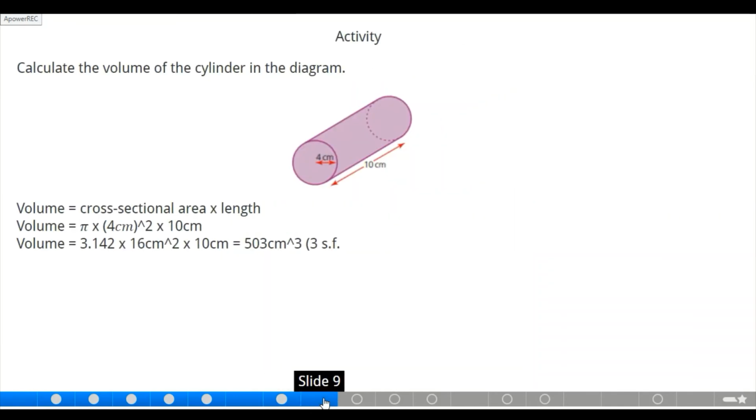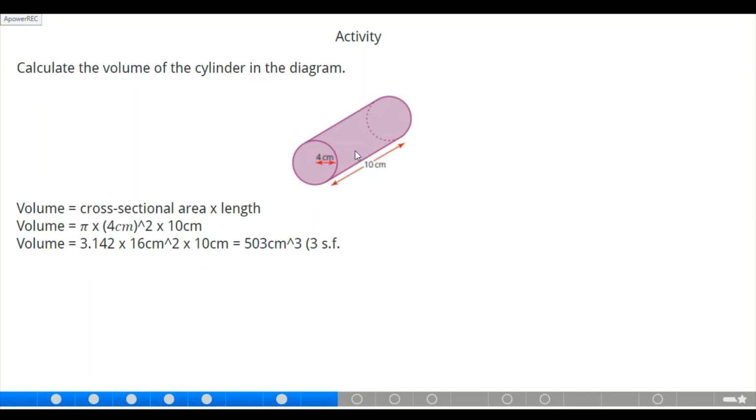Okay. Now, let's look at this activity here. We want to calculate the volume using this cross-sectional area. So what we are doing here is what? We are multiplying the cross-sectional area by the length. The length here is what? 10 centimeters.